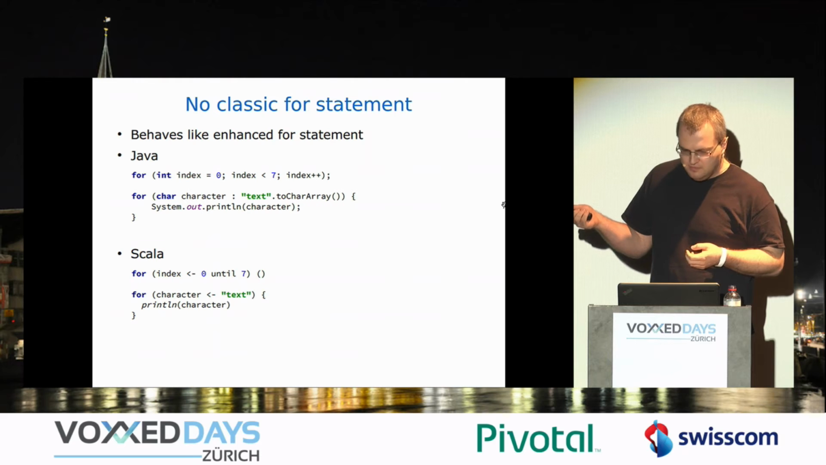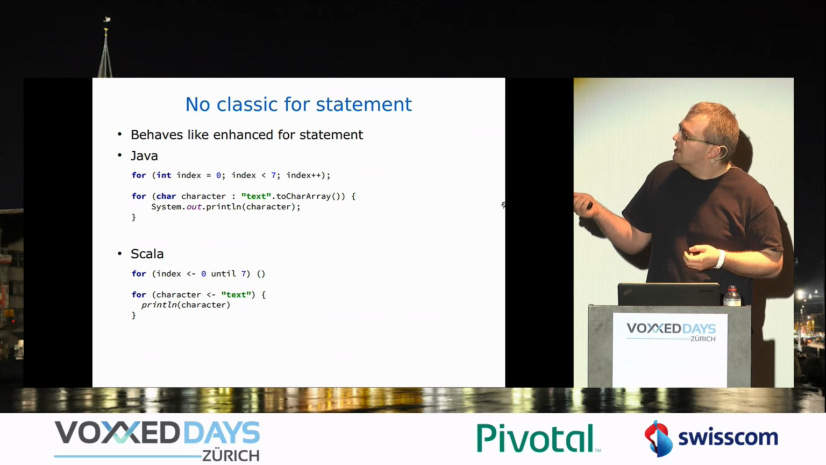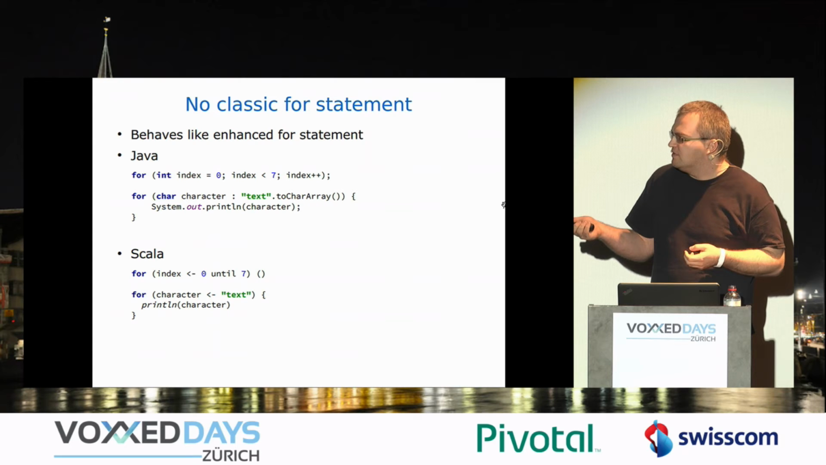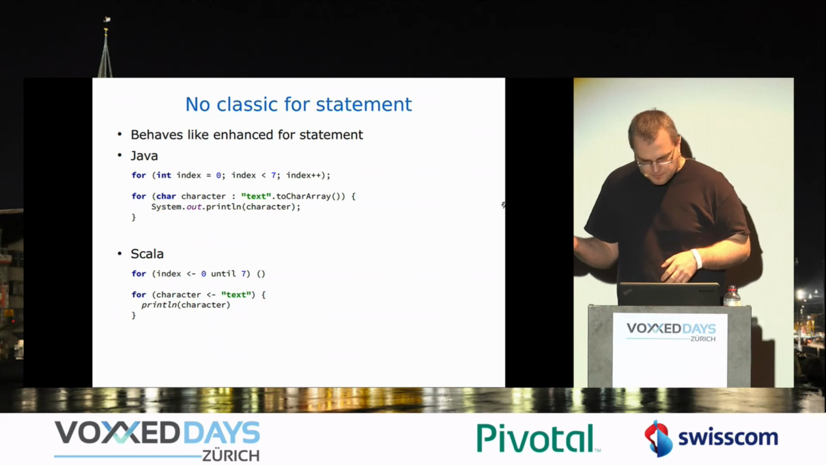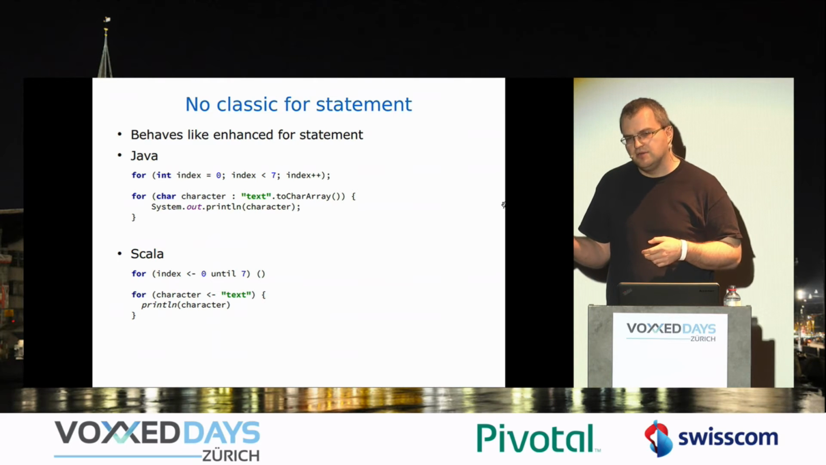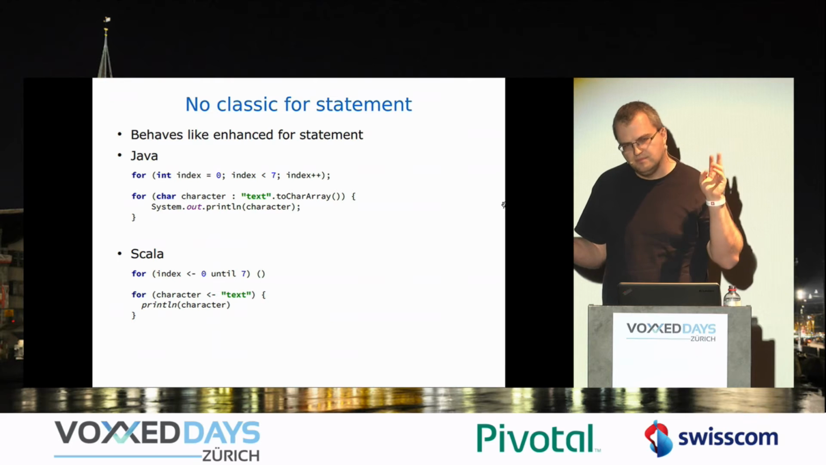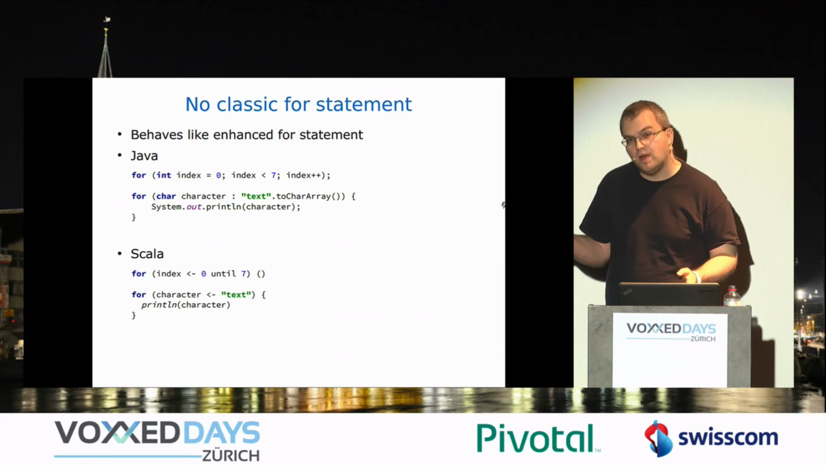So again, a simple example, classic for loop, enhanced for loop in Java, equivalent of the classic for loop in Scala, and the enhanced for loop works exactly the same way, except you have a different symbol here instead of colon. It's an arrow. This is also very common in other languages, that you don't have the old style for statement. There is still while loop if you are into that.